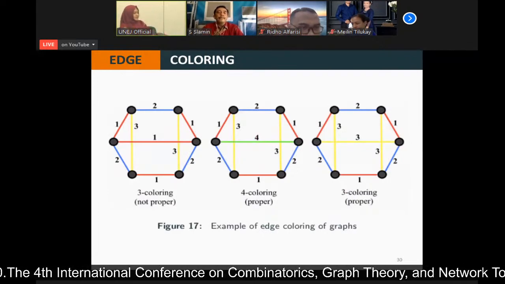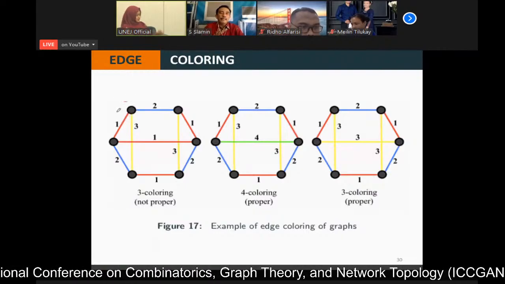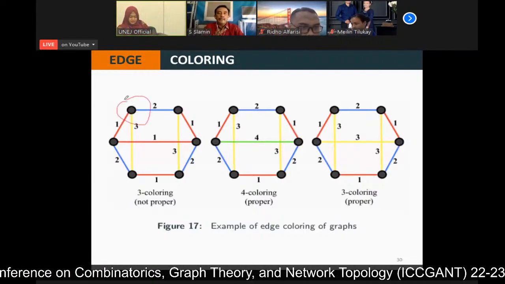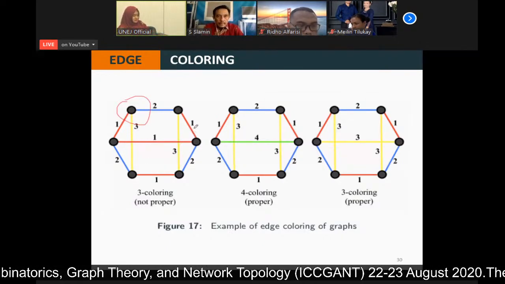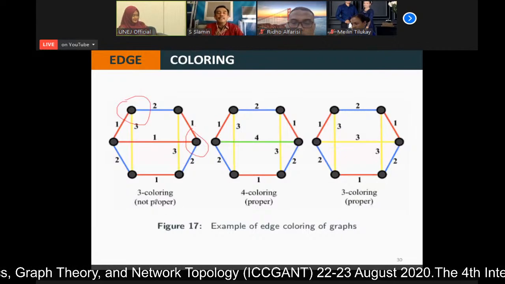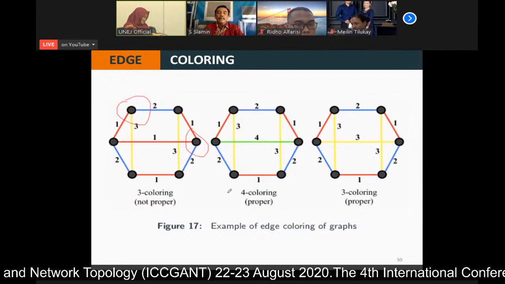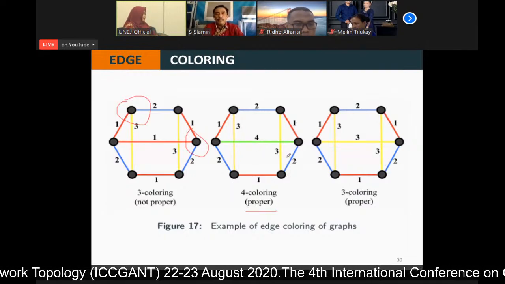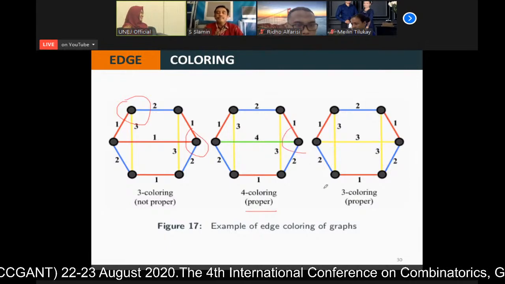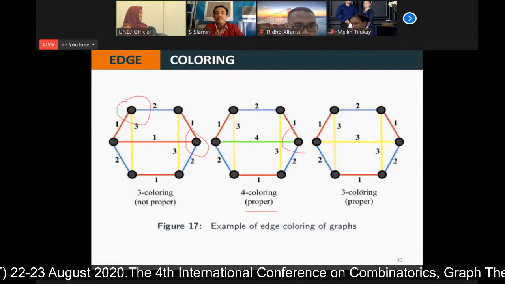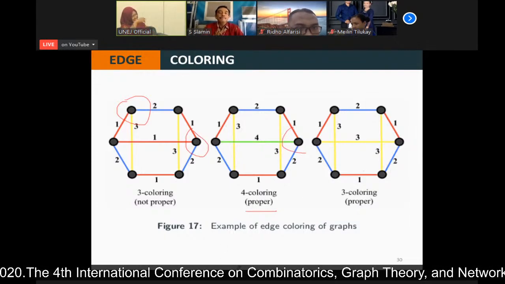So this is the example. You can see here that any adjacent edges cannot have the same color. So in this part, we have the same color. So this one is not proper, but we can use 3 colors. In this one, it is proper, but we have to use 4 colors here. In the last graph, we have a proper and minimal 3-coloring. Okay.